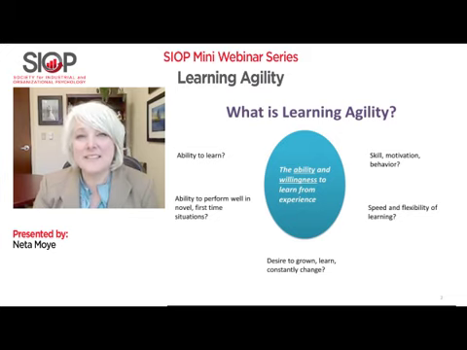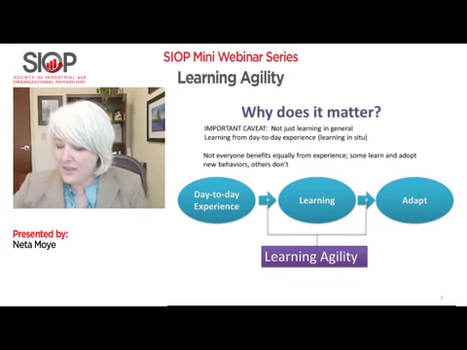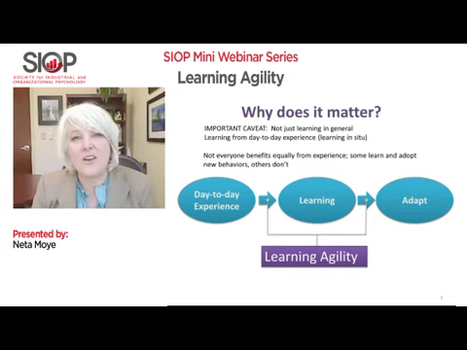The common denominator, after you've read all of those articles, is that learning agility, as applied and used in practice, is about the ability and willingness to learn from experience. That's the one thing that I think as practitioners we can all agree to. Why would this matter? Why would somebody's ability and willingness to learn from experience matter? Why should we care about that at all?